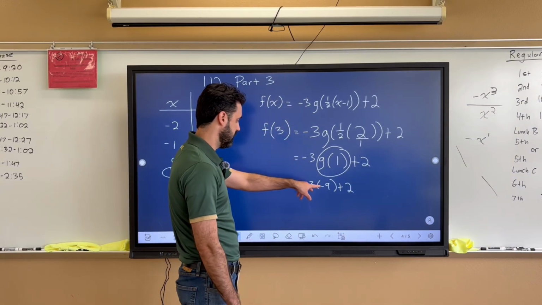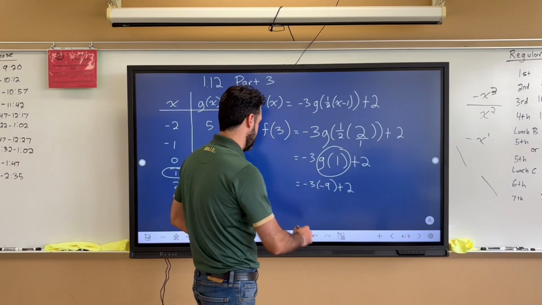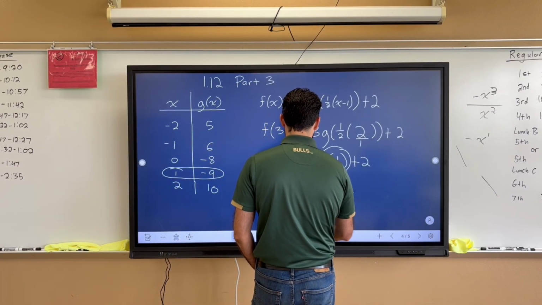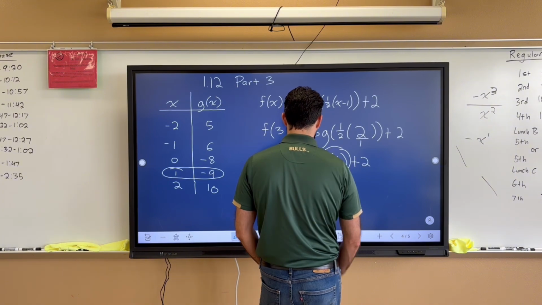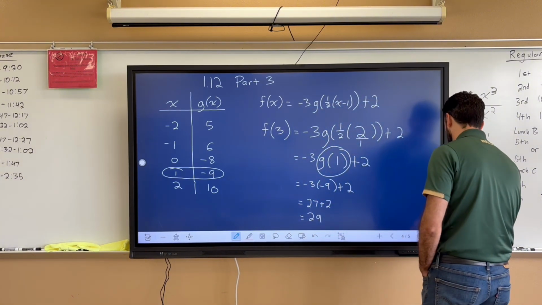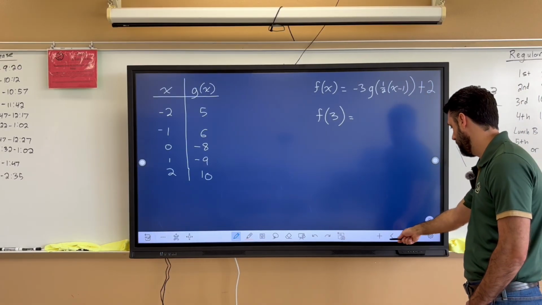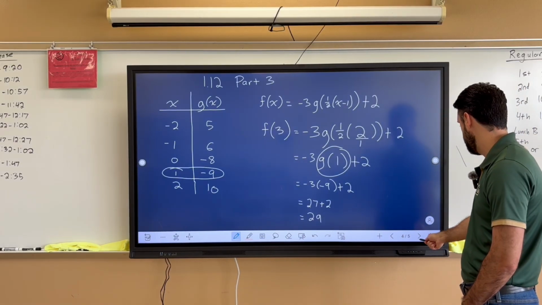And now all we have to do is multiply and add. So if I multiply those two, I get 27. And if I add the 2 to it, I get 29. All right, so that was the answer to that one. We're going to get the same answer here. So we're going to get 29 at the end, hopefully.